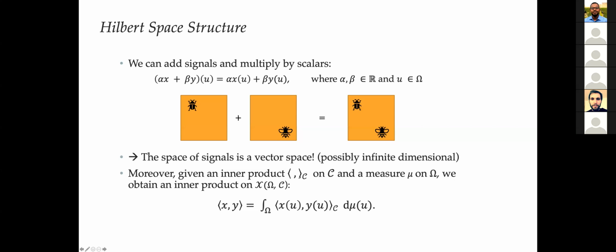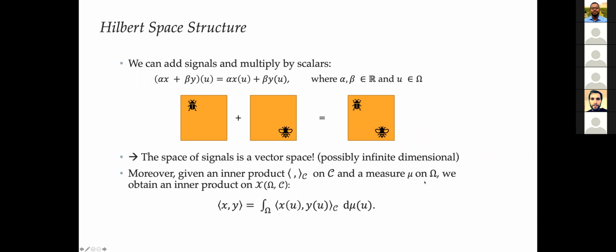So to define this, we need two ingredients. First of all, we need to start with an inner product on the space of channels. That's typically very easy. The channels is typically a finite dimensional vector space R^n, so we can just use a standard inner product there. And we also need something, namely a measure on omega.